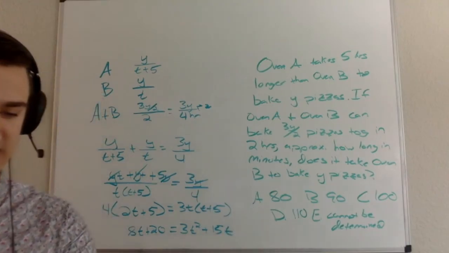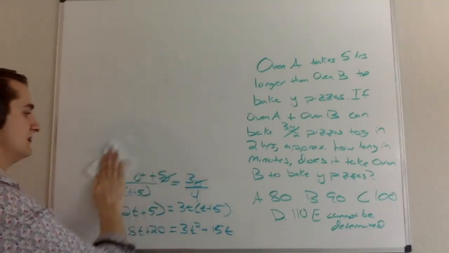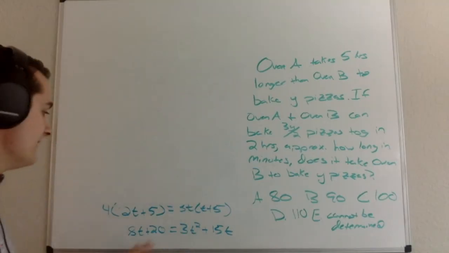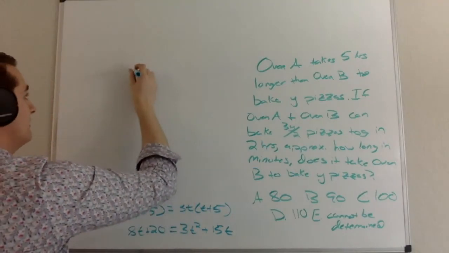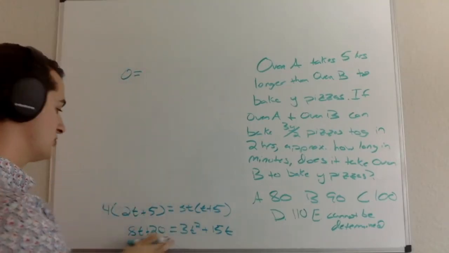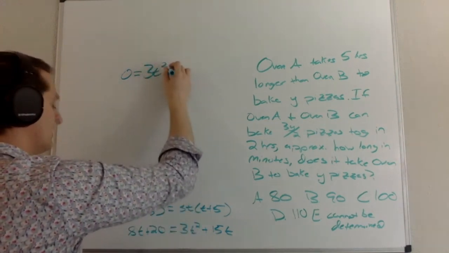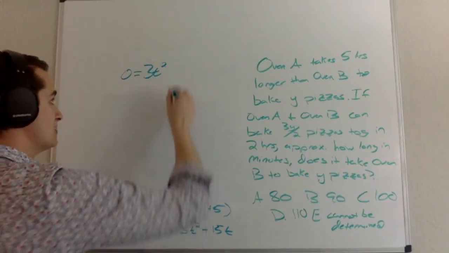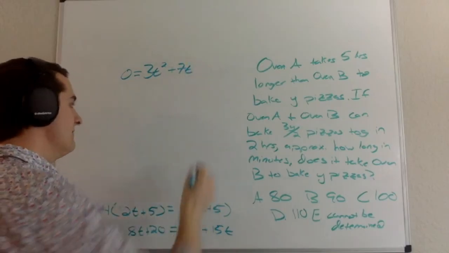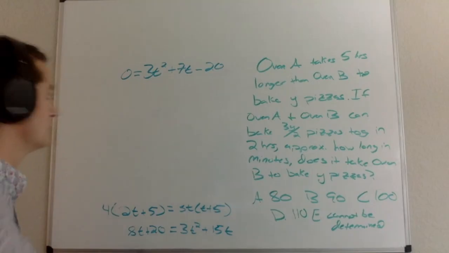I'm going to go ahead and erase some of what I've done above just to give myself some room up here to solve. What I'm going to find is that 0 is equal to, and I'm going to subtract 8t plus 20 from both sides, so 0 is equal to 3t squared, and then minus 8t, so I'm going to have plus 7t minus 20.